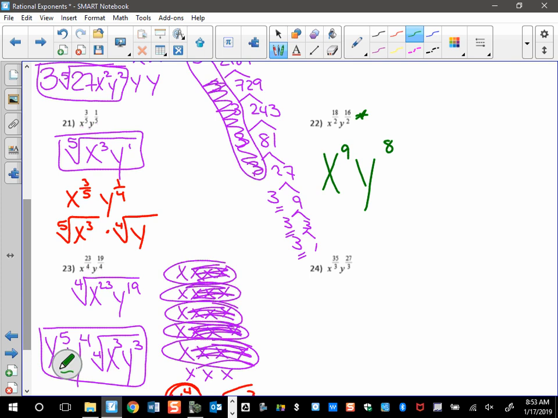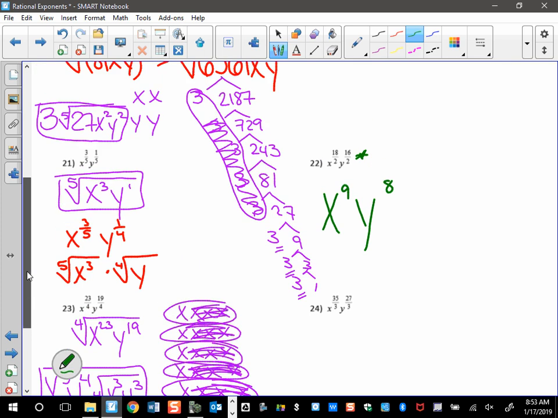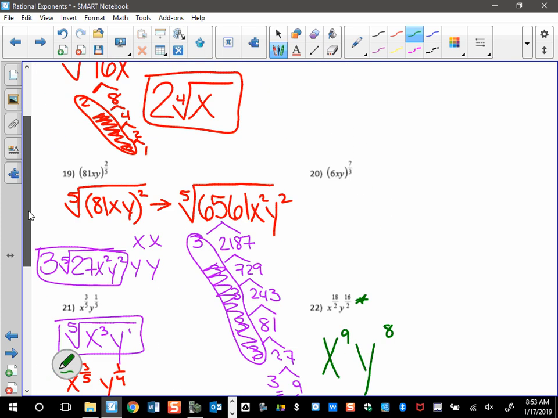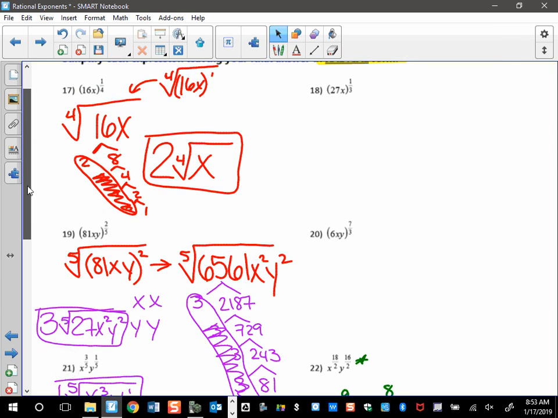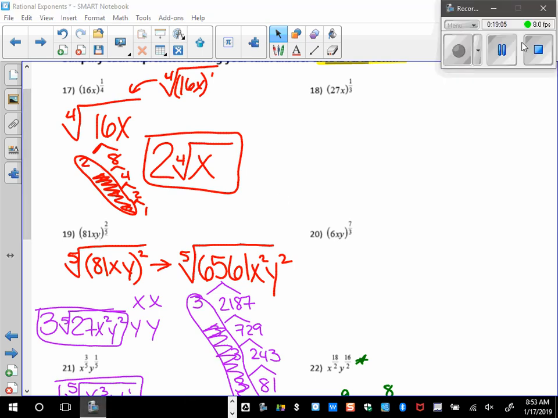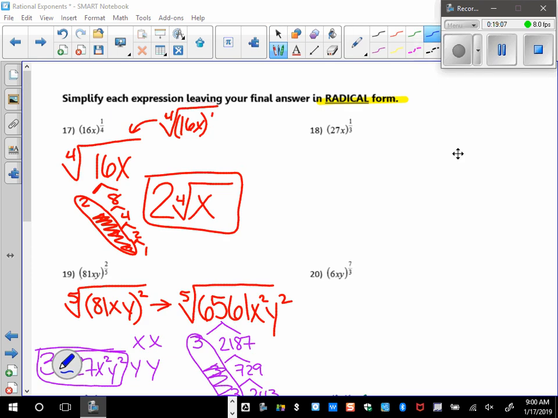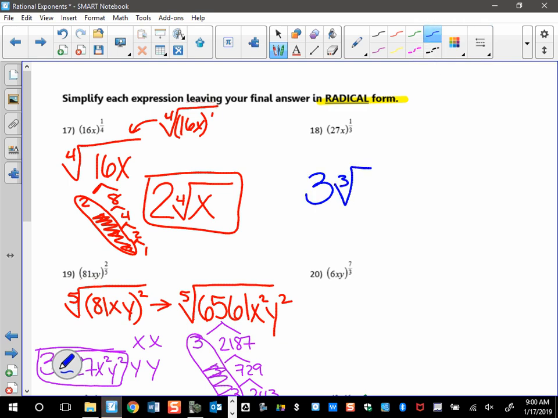I want you guys to go ahead and do 18, 20, and 24. Did you guys have, when you changed 18, 3 cube root X? That was your final answer? Okay, so 3 cube root X. Yeah, because cube root of 27 is just 3.